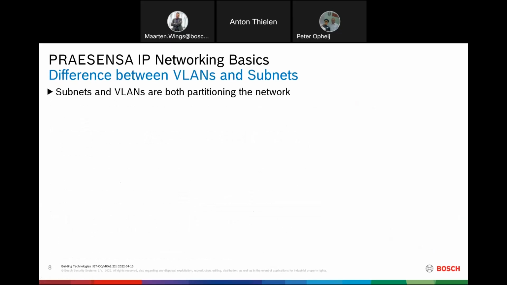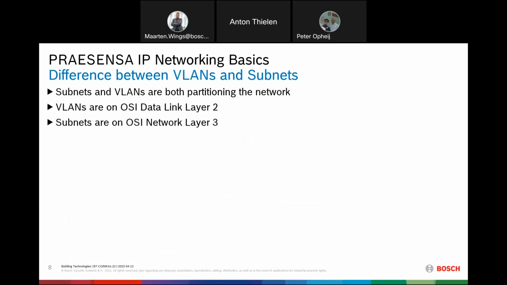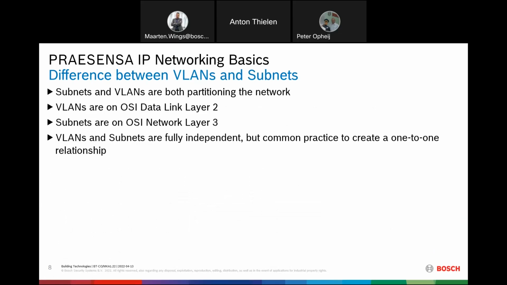Difference between VLANs and subnets. Subnets and VLANs are both partitioning the network. VLANs are on OSI layer 2, and subnets are on OSI layer 3, the network layer. VLANs and subnets are fully independent, but common practice is to create a one-to-one relationship. Yeah, that's important, this one, because there's a lot of confusion. We also here talk sometimes about subnets, we sometimes talk about VLANs, but what you normally do is that you have in one VLAN, you also define one subnet, yeah, to have these two aligned.